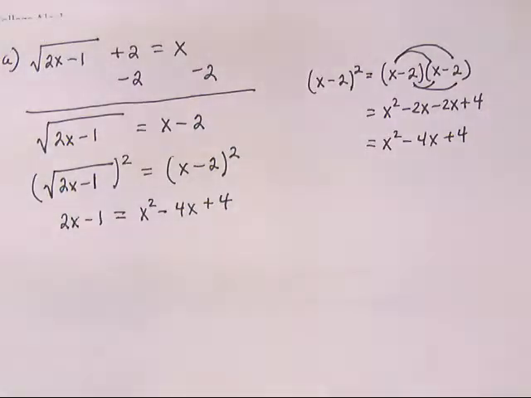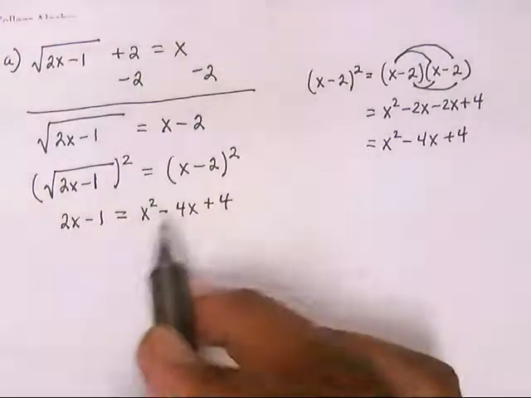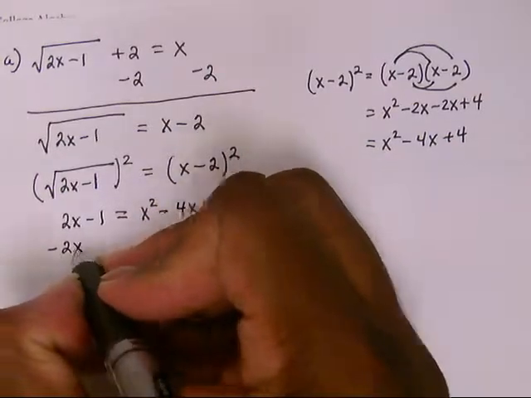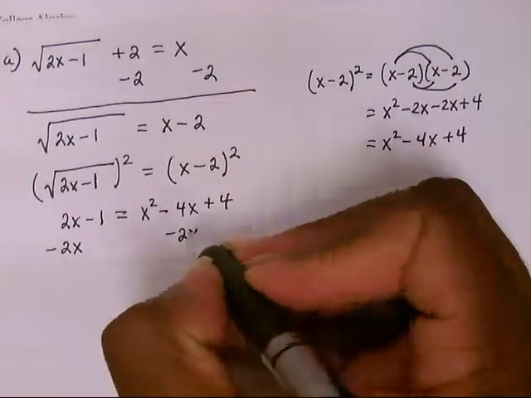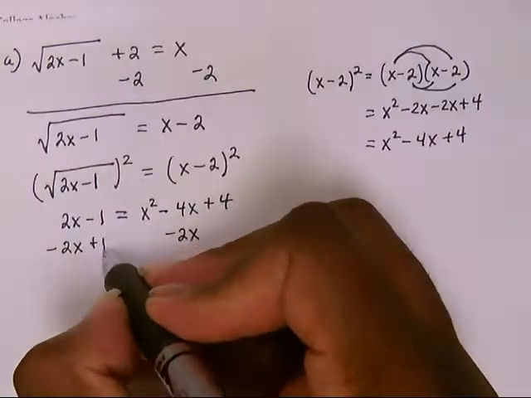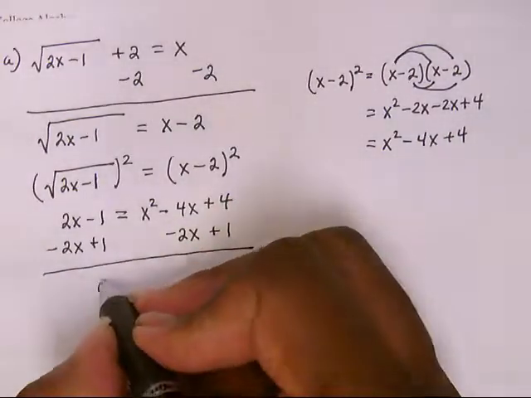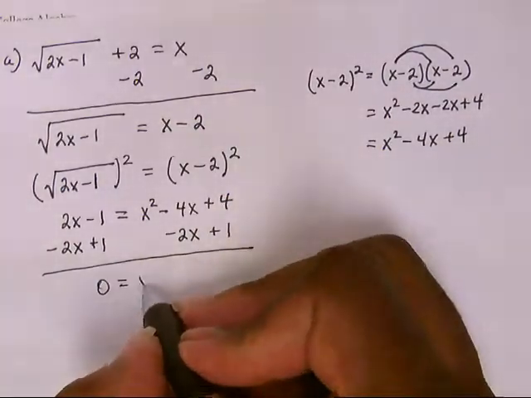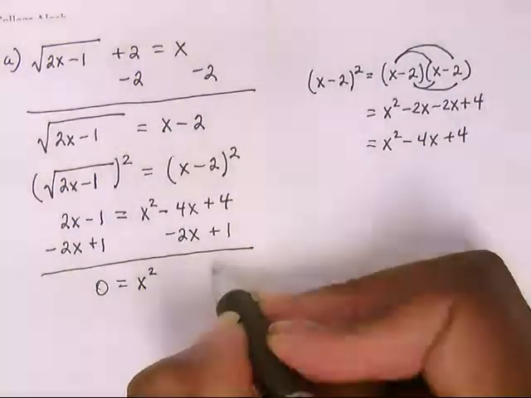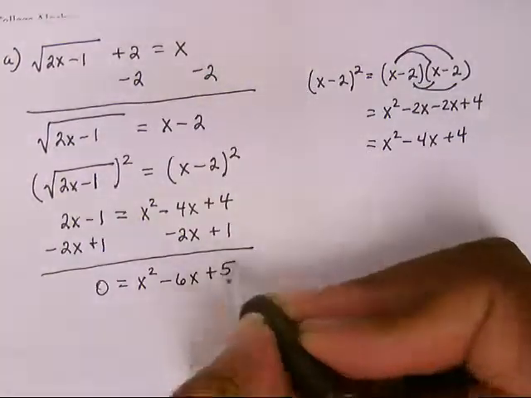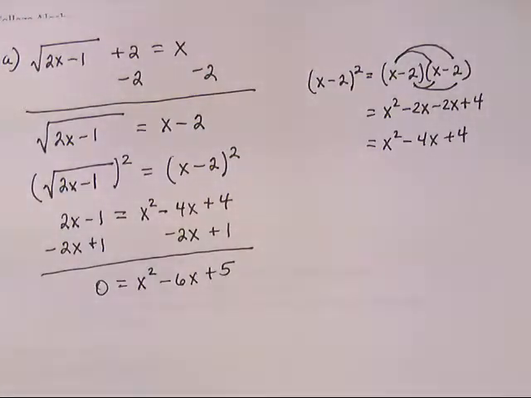Now I need to get a 0 on one side of this equation, and I had to do that by moving the 2x minus 1 over to the other side. Here I need to subtract 2x on both sides. And since I got that minus 1 there, I'm going to go ahead and add 1 to both sides. So 0 is equal to, in this case, x squared minus 6x plus 5 when I combine like terms.